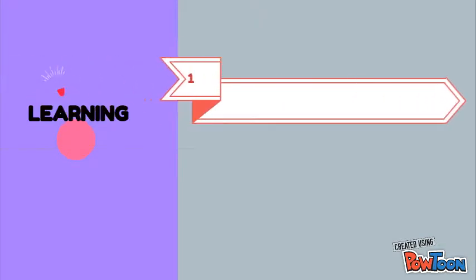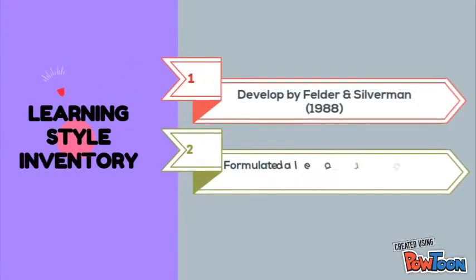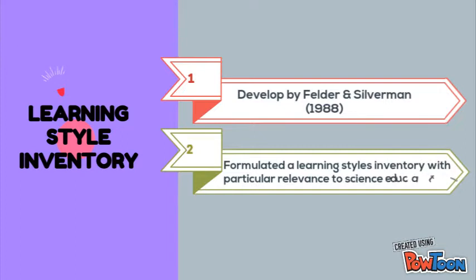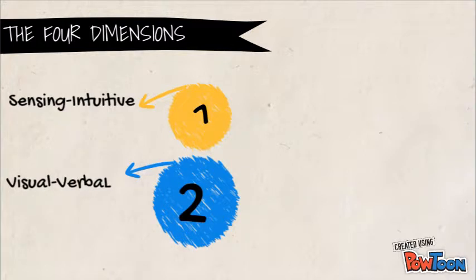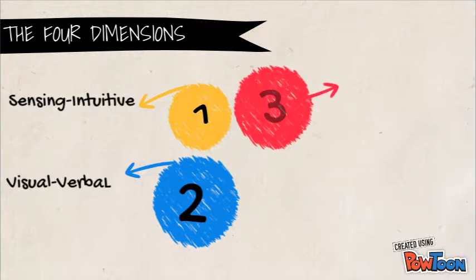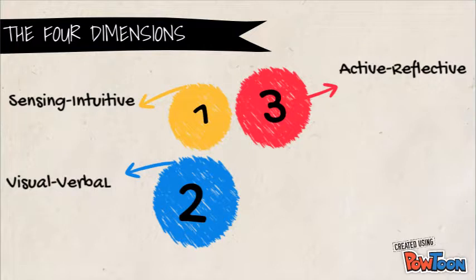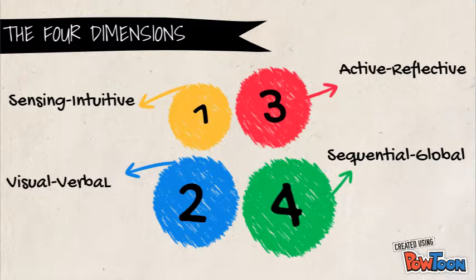People take in and process information in different ways based on their individual preference. Richard Felder and Linda Silverman developed a model to illustrate different learning styles and preference. Sensing or intuitive specify how you prefer to perceive or take in information. Visual or verbal specify how you prefer information to be presented. Active or reflective specify how you prefer to process information. Sequential or global specify how you prefer to organize and progress towards understanding information.